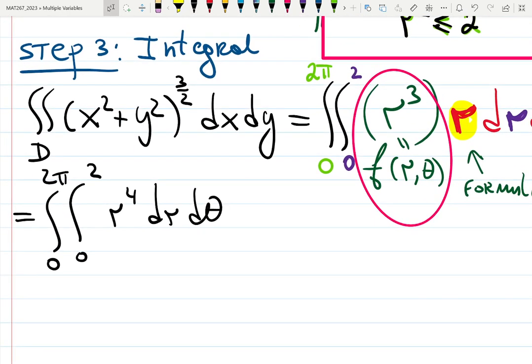Converting things is challenging. You might understand it a bit later in different classes, but at least calculating double integrals is important.